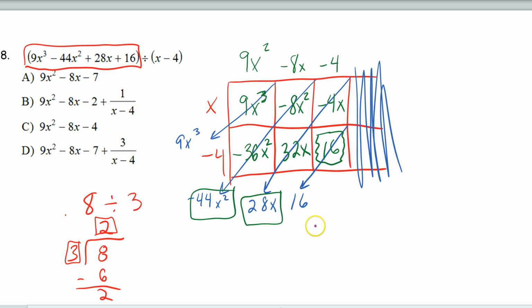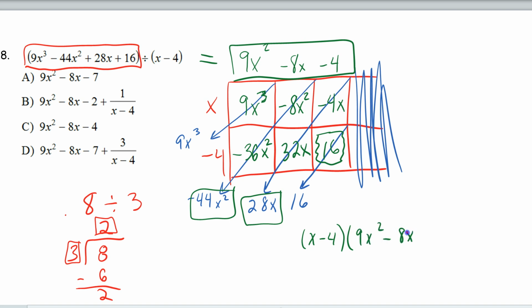So now to satisfy our results, we know that this division has an answer, and it's right there. We can also say that, just like our other problem over here, 3 times 2 plus something extra would give me 8. But in this case, I don't have a remainder. I know that x minus 4 times 9x squared minus 8x minus 4 will have to equal 9x cubed minus 44x squared plus 28x plus 16 with no remainder.